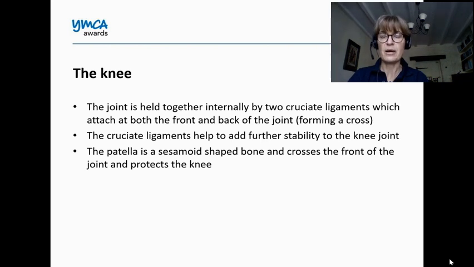And if you remember, a sesamoid bone is one that's embedded within a tendon, and the patella is embedded within your tendon from your quadriceps muscles. And so, in a way, it's sort of free floating. It's not attached to another bone, but it crosses the front of the joint, protects the knee, and helps to give the correct angle for the muscles to work in. So your cruciate ligaments and your patella in front of the knee, that sesamoid bone.